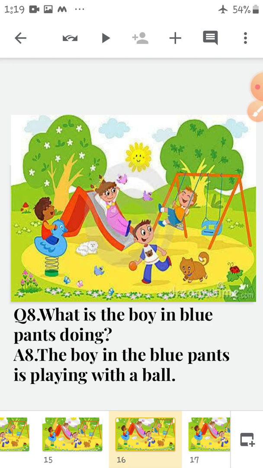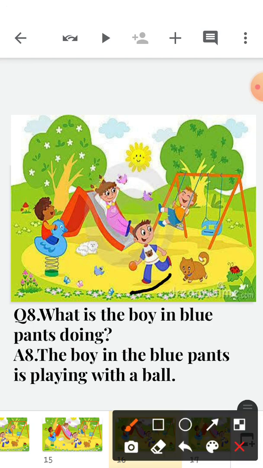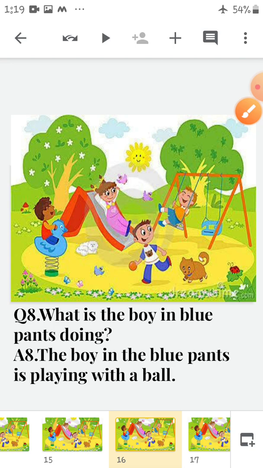Now, what is the boy in blue pants doing? See, here is the boy with blue pants. Yes. So, what is the boy in blue pants doing? The boy in the blue pants is playing with the ball. See, he is playing with the ball, right? So, the boy in the blue pants is playing with the ball.